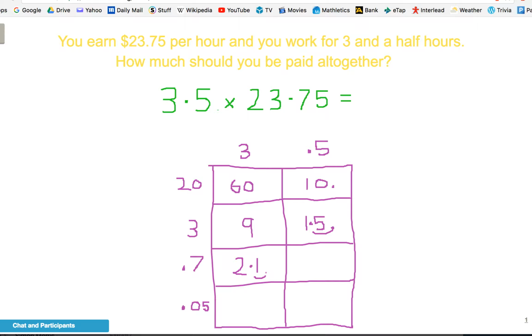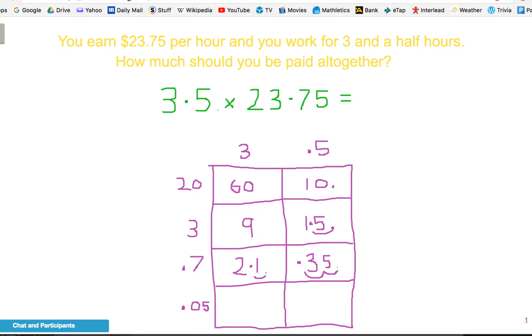7 5s are 35. In this case, you've got to move the decimal point back 1 place for the 0.5, but also another place for the 0.7. They're both dividing by 10. So there's our decimal point. We move it back once and twice, so that one actually becomes 0.35.